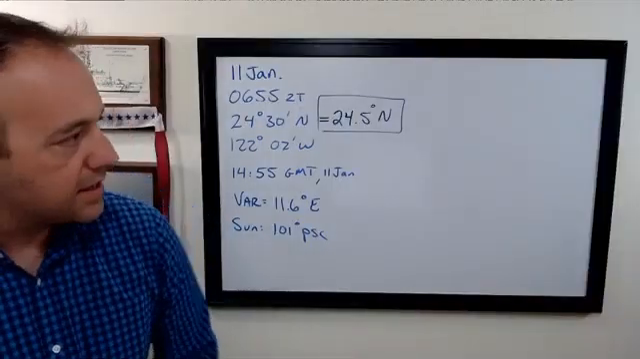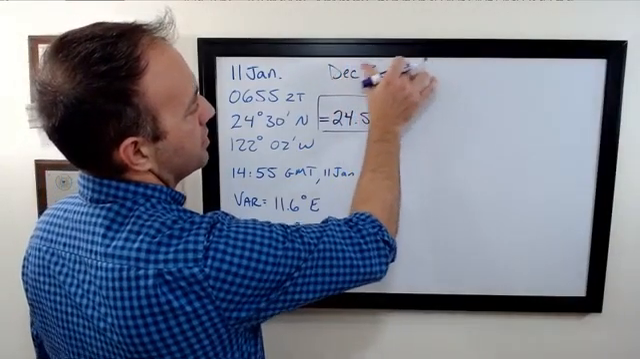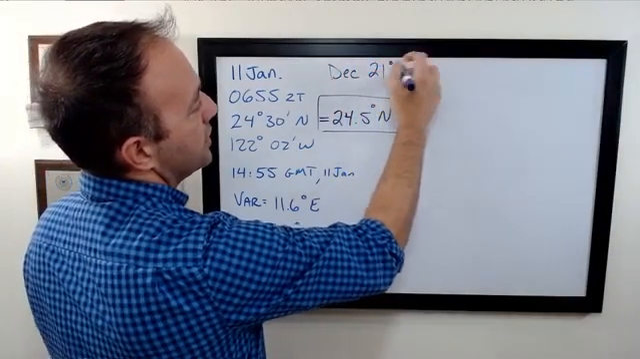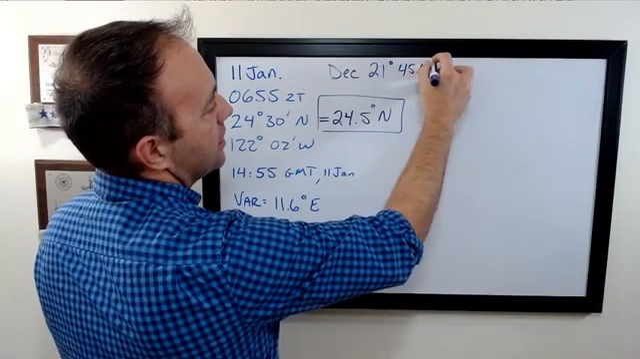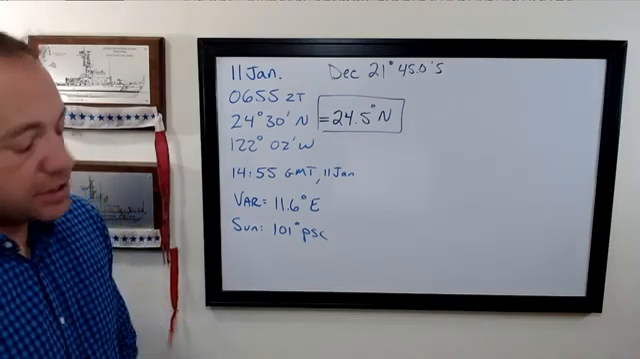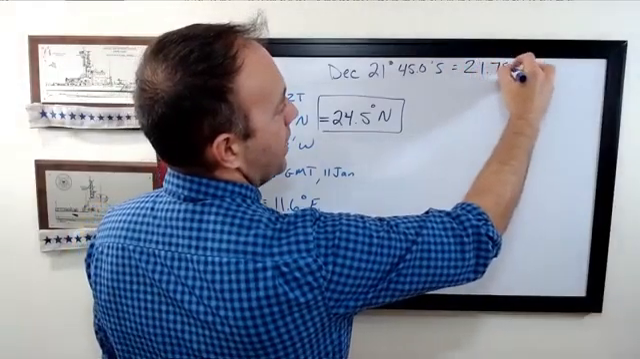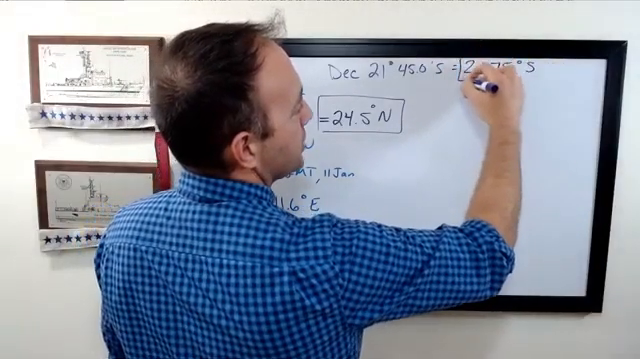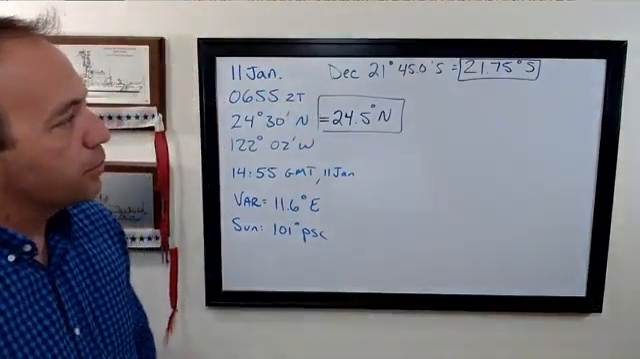All right, so let's write that down. Declination was 21 degrees, 45 minutes south. And we also need that to be in terms of decimal degrees as well. So that's going to be equal to 21.75 degrees south declination.